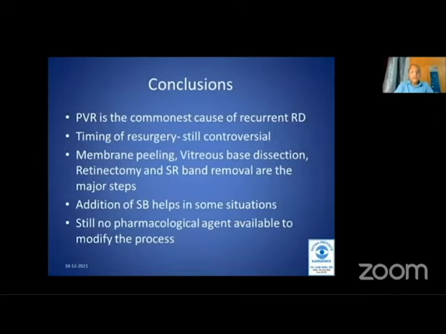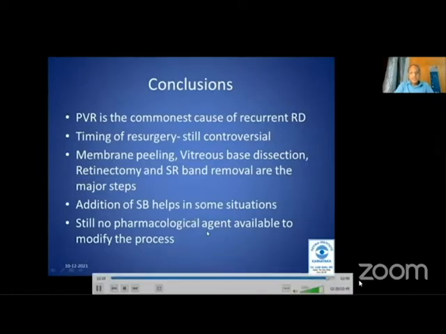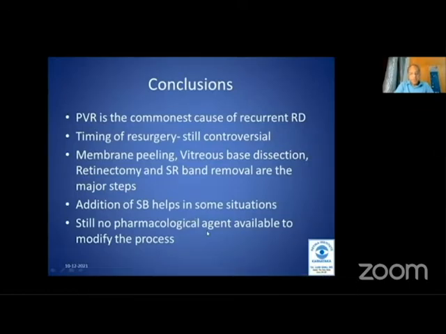So in conclusion, PVR is the commonest cause for recurrent RD. The timing of surgery is still controversial. Membrane peeling with trace-based dissection, retinectomy, and subretinal band removal are some of the major steps. Adjunct scleral buckling can be a useful adjunct in some given special situations. As of now, we don't really have a pharmacological agent that can help us to fight this vexing problem.